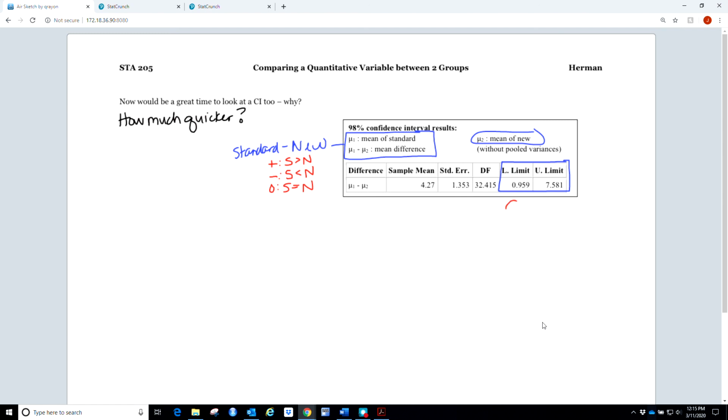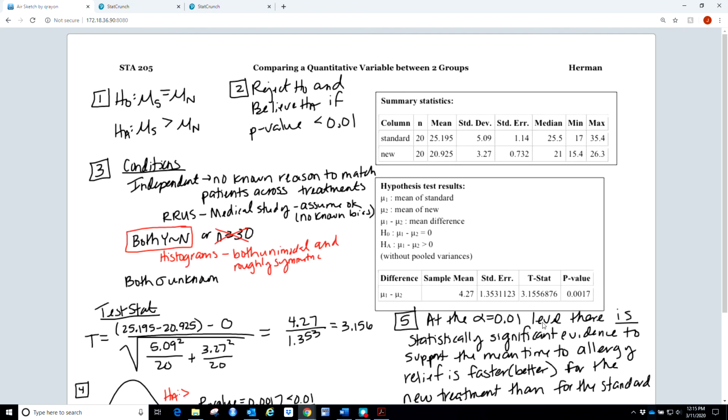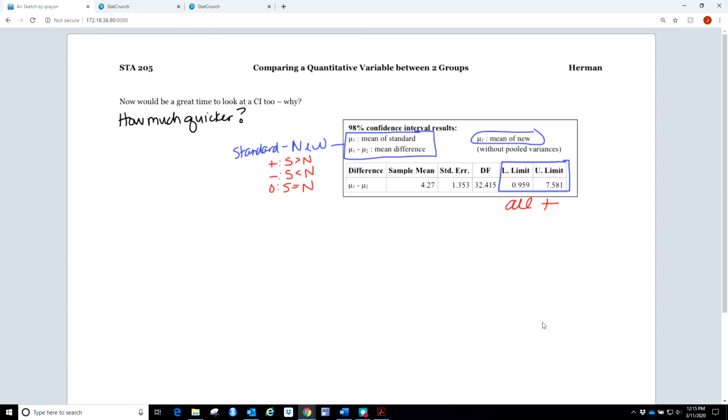What I can see from over here is that this is an all positive interval, which is telling me that the standard is greater than the new, which is telling me the same thing I already found here with the hypothesis test. So in a sense, that's not giving me any new information. So what's giving me the new information are the actual numbers that I see here.